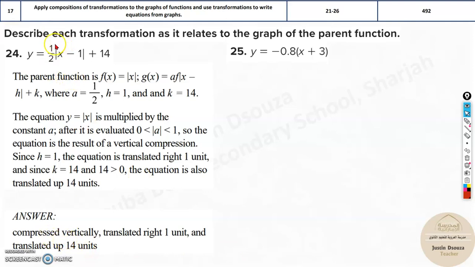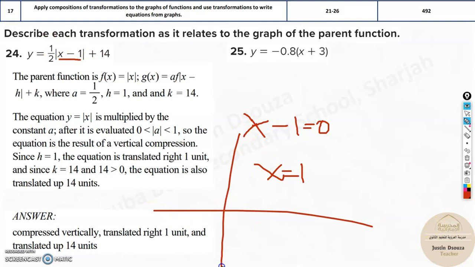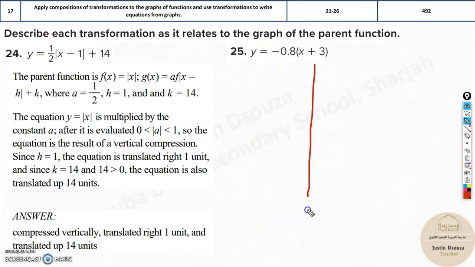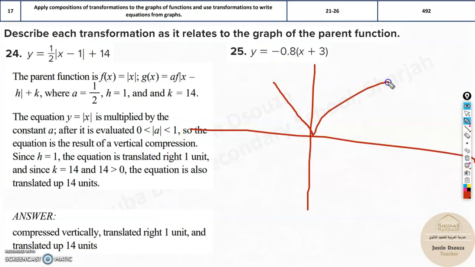And lastly, here there is one more thing. Whatever is there inside with x. Now what is this? x minus 1. You need to equate this to 0. The x value is equal to 1. That means, imagine this is the vertical axis, and this is the absolute value function. If it is minus 1, it will move to the right. It will translate to the right side.